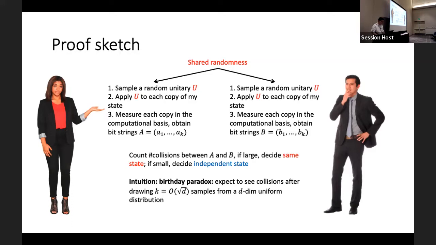So in our problem, the situation has a similar behavior. In case one, where Alice and Bob have the same state, the probability distribution of Alice and Bob's measurement outcomes in the third step are slightly more correlated than the other case. And therefore, with all square root D samples, we expect to see more collisions in case one than the other case. And this finishes the proof.